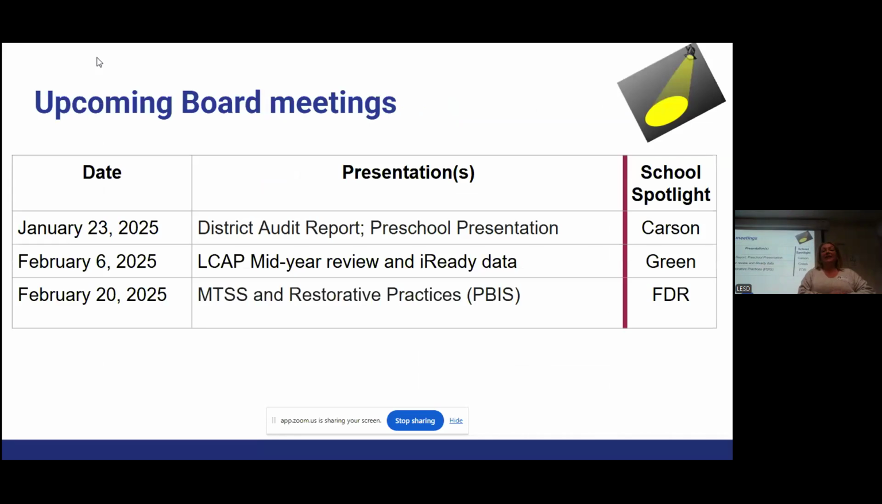Okay, upcoming board meetings, school spotlights are going to be Kit Carson on the 23rd, and on the 6th of January, Green will be in the spotlight, and on the 20th of February, FDR. So just so you know, come support your schools and show some school spirit. And if you have a child in preschool at any of the other sites, not just Carson, you will want to hear what your director has to say about all of the preschool programs in the district. So on the 23rd, next Thursday, we invite you to come and or watch on the Zoom for the presentation.